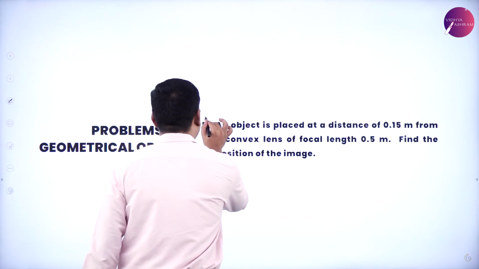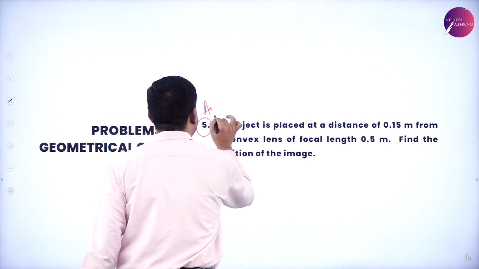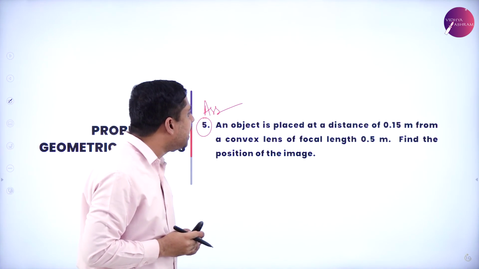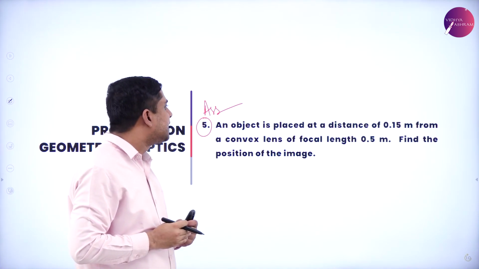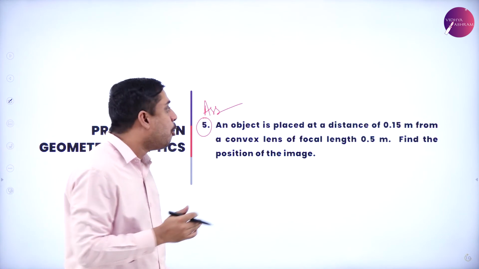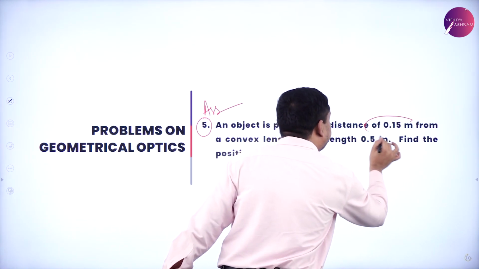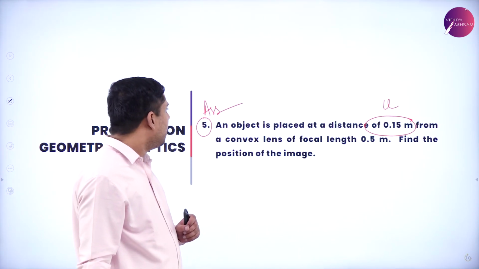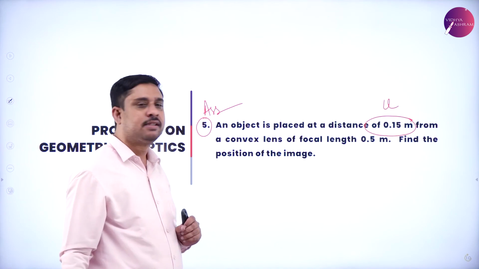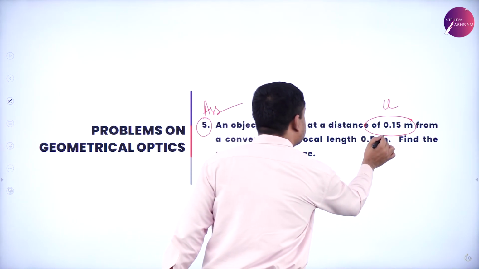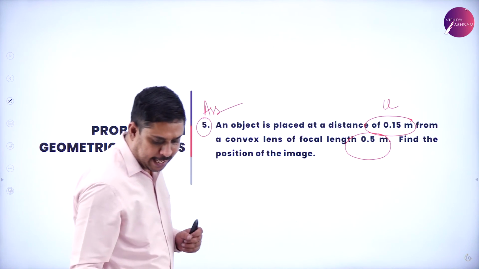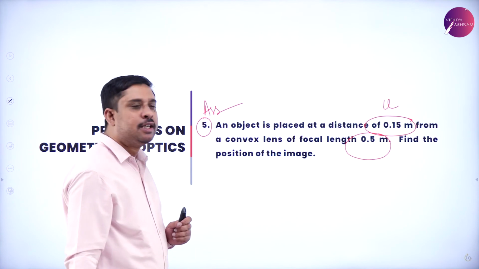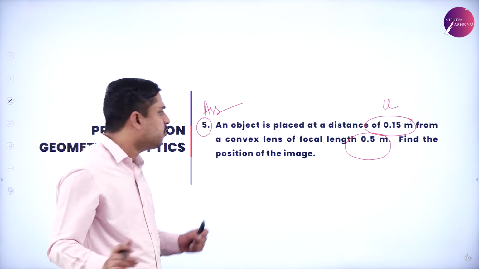This is an assignment for you all. A simple problem. An object is placed at a distance of 0.15 meter from a convex lens whose focal length is 0.5 meter. Find the position of the image. Very simple.